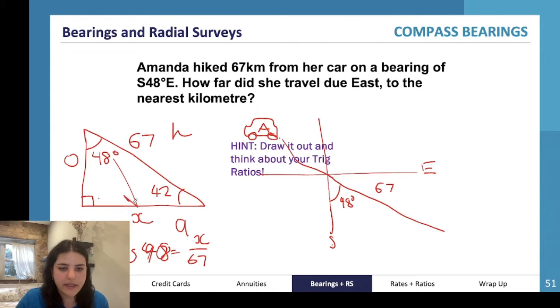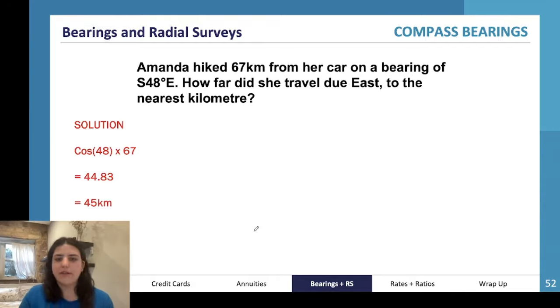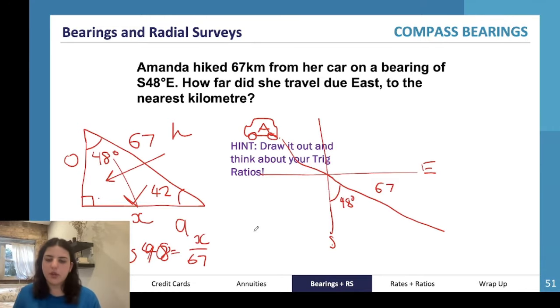This angle here is opposite this, and this is opposite that. Sorry, not our 90, our 48, and that gives us 45 kilometers. So the thing with bearings is it often turns into a trig ratio question, even though it started as one length and one distance, right? The angle is buried in the bearing, right?